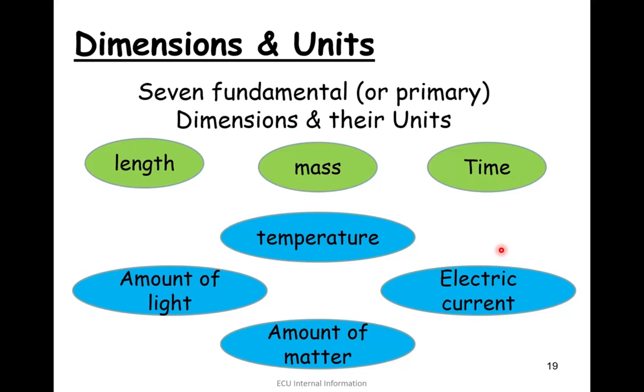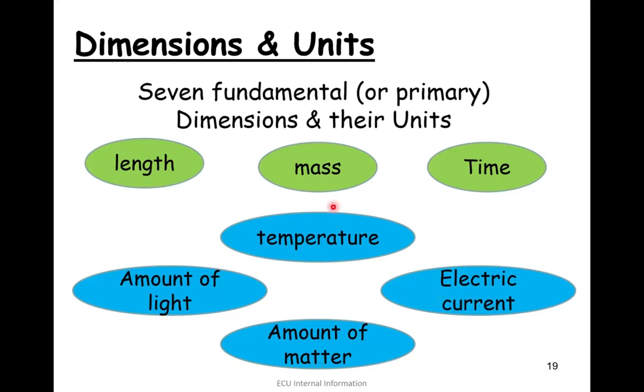We have 7 fundamental or primary dimensions and the units that we consider. These are length, as you can see here, mass, and time, and these are what we normally use in fluid mechanics. We have temperature, sometimes attached to some of the problems. We have amount of light, amount of matter, and electric current.